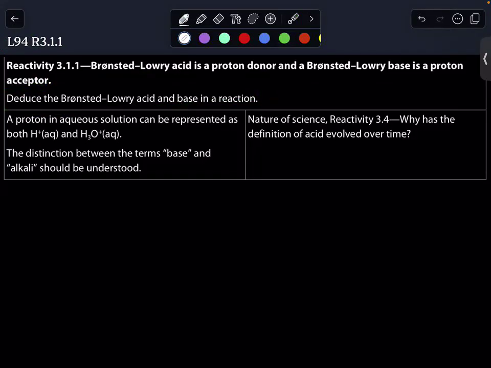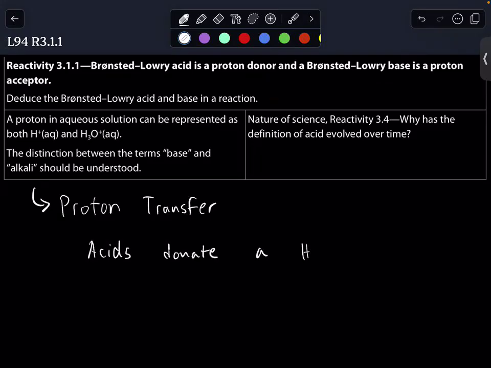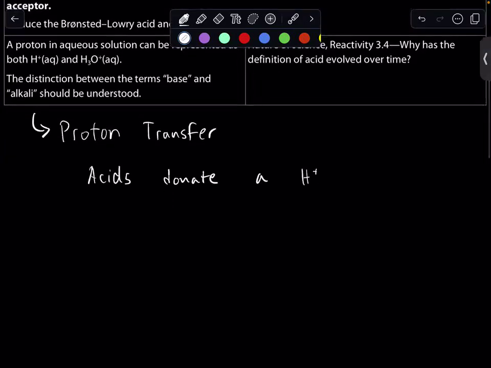And what are acids and bases anyways? When we talk about acids and bases, we're actually talking about proton transfer reactions. We call it proton transfer because acids, specifically with the Bronsted-Lowry definition, donate a hydrogen ion, a hydrogen plus one ion, which if we look at a hydrogen plus one ion, that is just a proton.